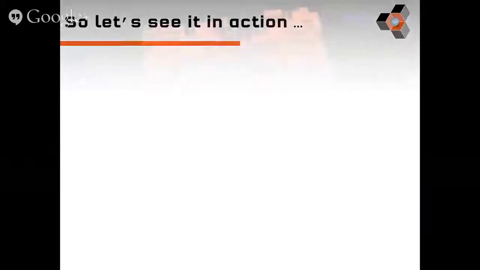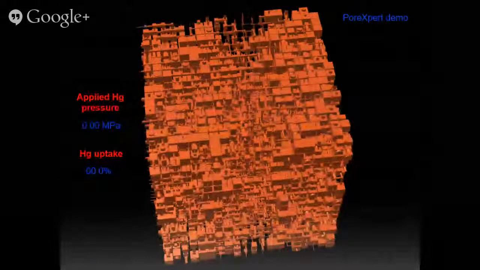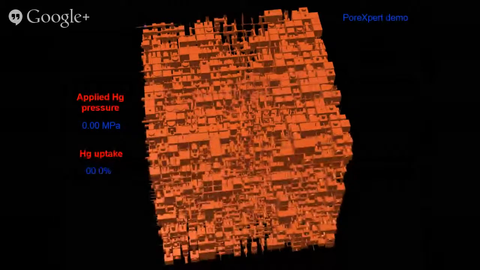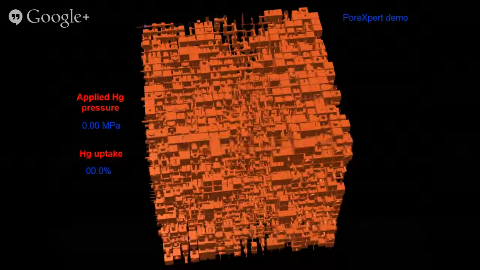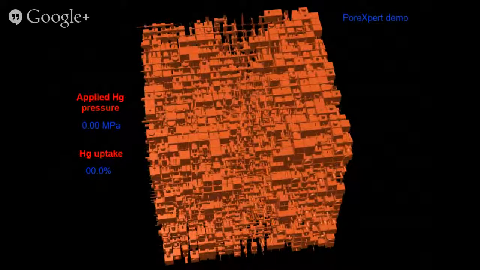The bigger the structure, the less repetition you get. So therefore the more realistic it is, because all of these structures connect together like Lego bricks, and if it's a small structure you get a lot of repetition. So here's one of these bigger structures, and we're going to simulate the mercury intrusion going into this. Clicking on here, the mercury intrusion is going to be shown grey, and it's going to go in from the top surface. On the left there you can see the applied mercury pressure, currently 0 with no uptake.